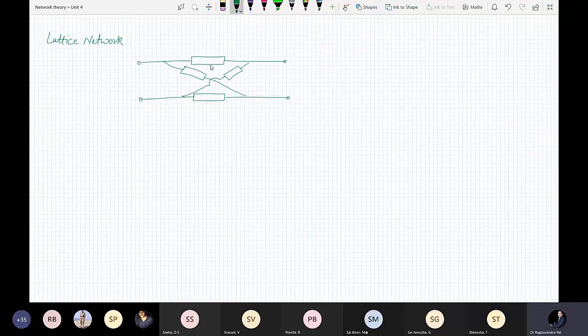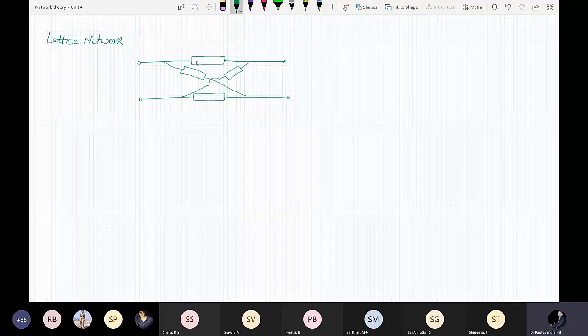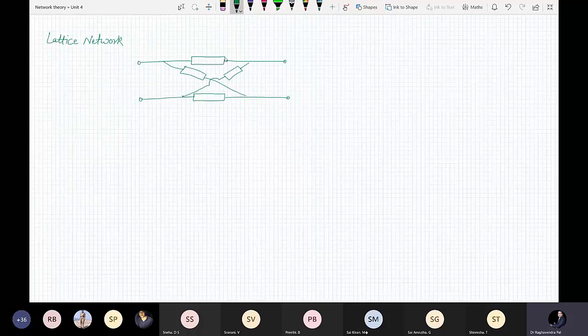You must be thinking what these boxes are. These boxes are nothing but impedances. Okay. So this is the lattice network, and these boxes represent impedances. Because it can be any component, resistor, capacitor, inductor. So it's shown like this. Okay, it is impedance.